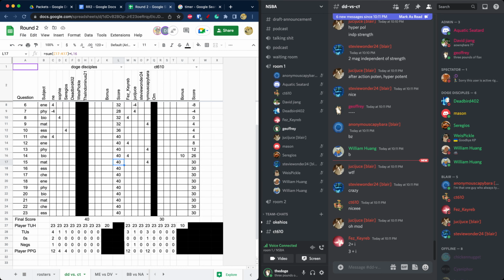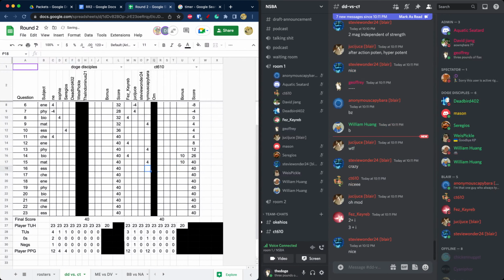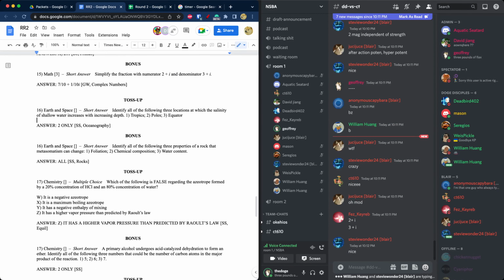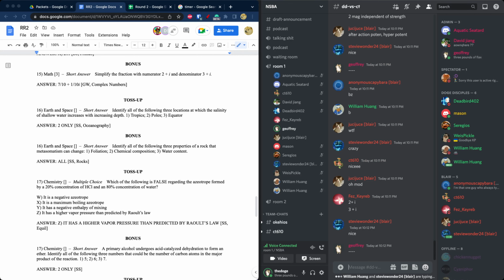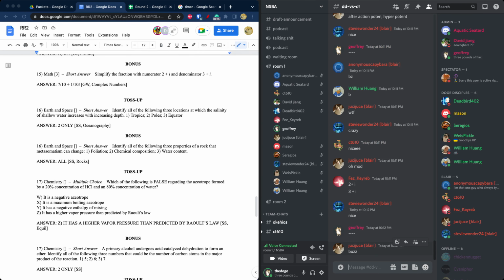That's correct. Let's go. Toss up 16, Earth and space, short answer. Identify all of the following 3 locations at which the salinity of shallow water increases with increasing depth. 1. Tropics. 2. Poles. 3. Equator. 2 only. That's correct.